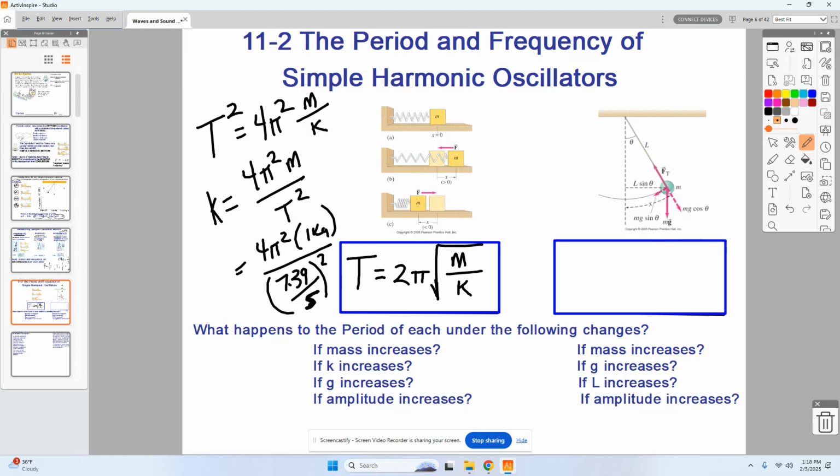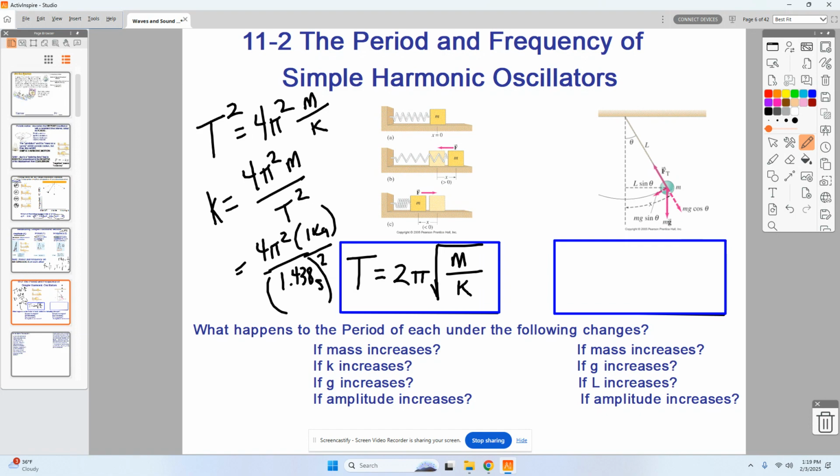Olivia, you said 7.39? 7.19? Gosh. 7.19 divided by 5. The period is 1.438 seconds. What do you guys get for K? 4 times pi, square that, multiplied by 1. Hey, that's 4 pi squared. And then divide that by 1.438 squared. What did you get?